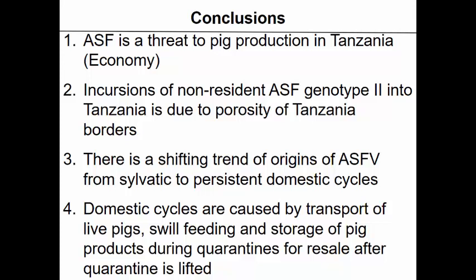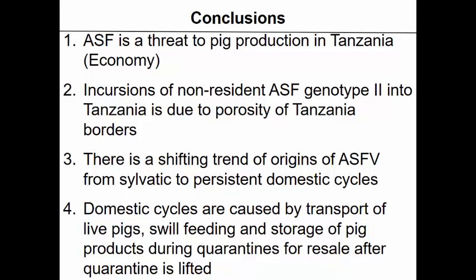Also, there is a shifting trend of origins of African swine fever virus from sylvatic to persistent domestic cycles. And domestic cycles are caused by the transportation of live pigs, swill feeding, and storage of pig products during quarantines for sale after the quarantine is lifted. What do I mean by this? What the government does when there is a reported African swine fever is introduce a quarantine, so that pigs or pig products are not supposed to be moved from one place to another in the reported area.